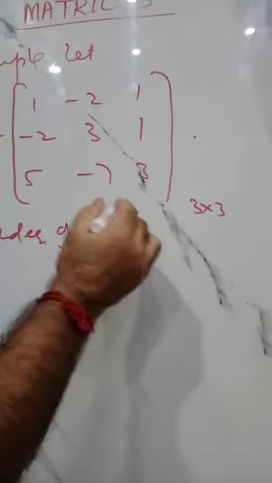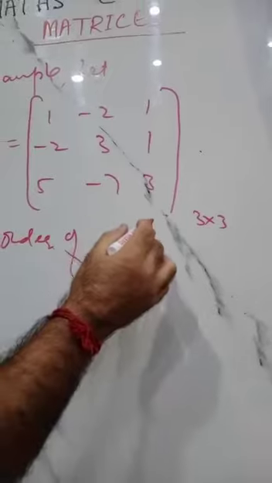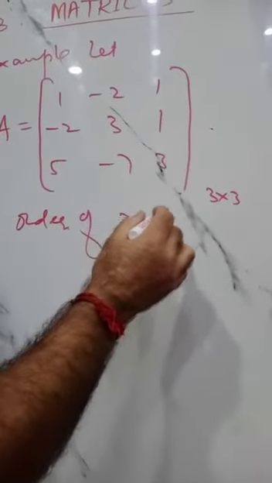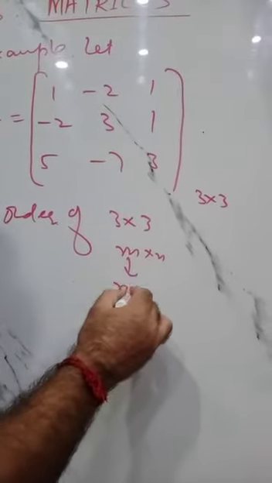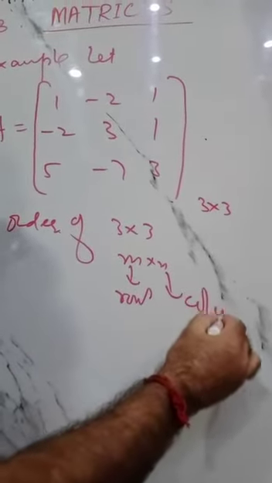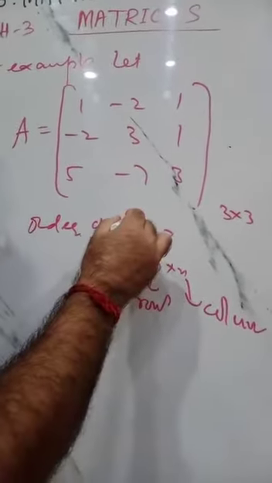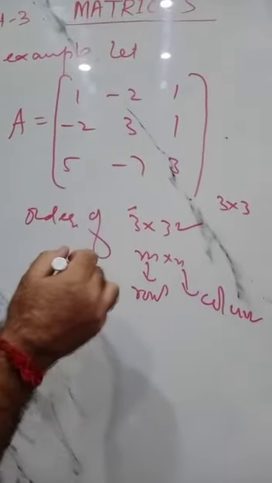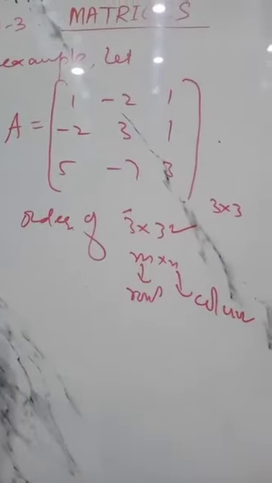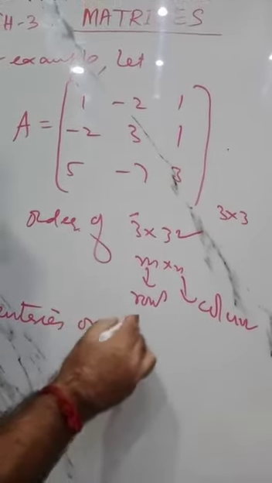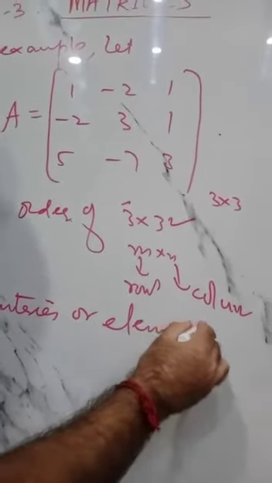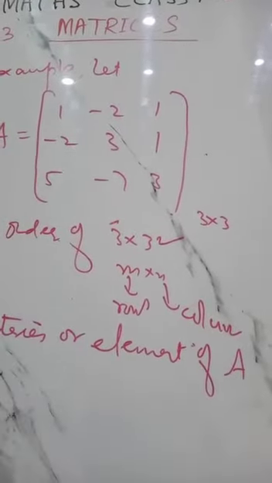First we have rows and then we have columns, that is m into n. m is the rows and n is the columns. Now again, the number of rows is 3 and the number of columns is 3. The entries, or you can write them as elements, of A: if I take the A matrix, the elements are the numbers.